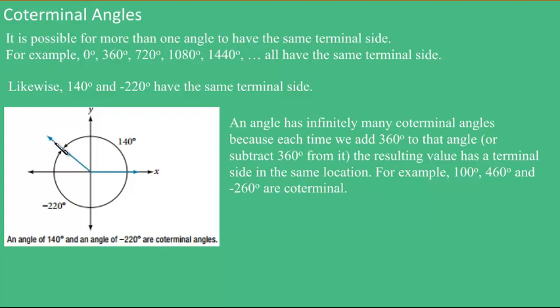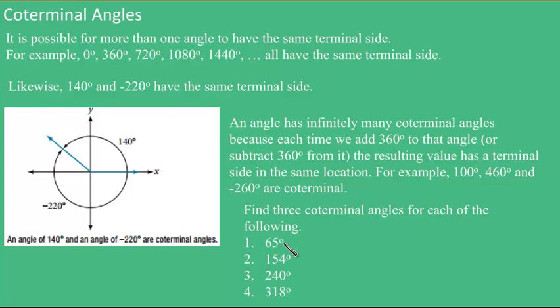So this angle here, for example, if I keep adding 360, I get 500, then 860, then 1220, and so on. Likewise, I could subtract 360. So 140 minus 360 is minus 220. If I subtract 360 again, it becomes minus 580, and so on. So I think you get the picture.